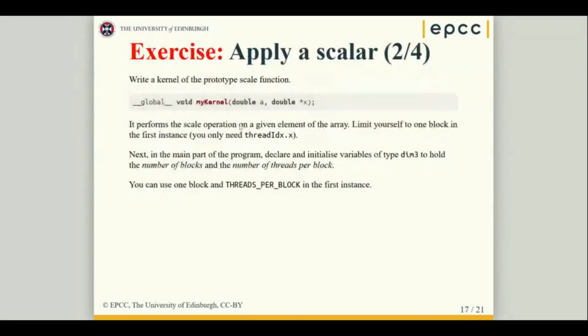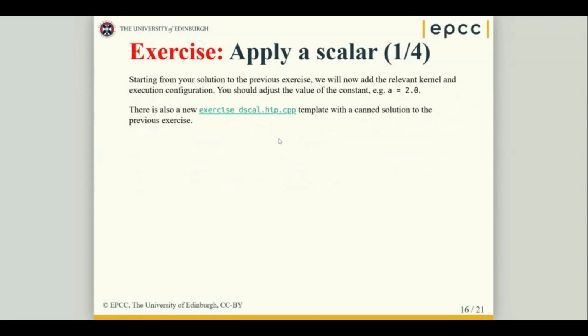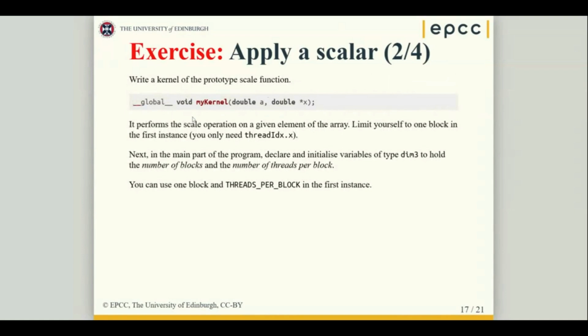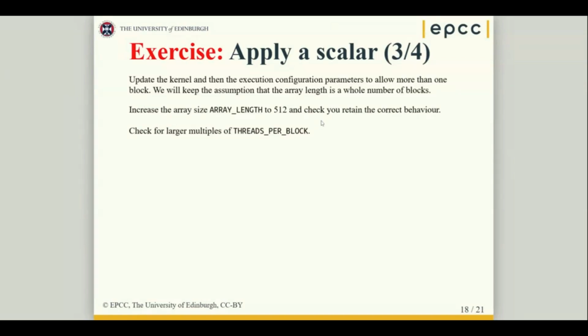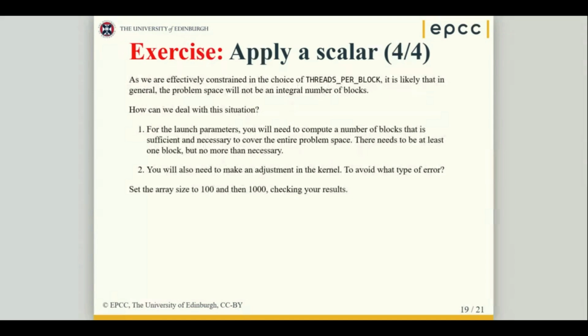So let's just review what this is actually asking us to do. Starting from our solution to the previous example, or there is a new case within the files, we're going to try and implement an initial kernel. I'm going to call it myKernel. We should name it something semantically relevant to a particular use case in future, but at the moment we're just going to call it myKernel. We want to scale the value of elements in an array. We want to initially limit ourselves to 1 block, and then we're going to move beyond that to multiple blocks. We're going to change the array length so we've got multiple blocks to execute. And then finally, we're going to think about cases where the array size is not divisible by the threads per block.